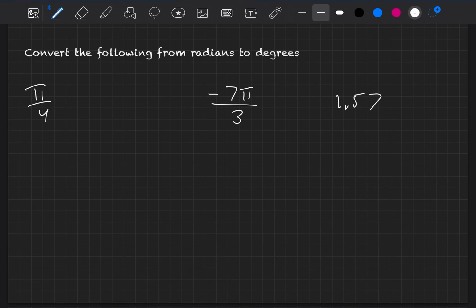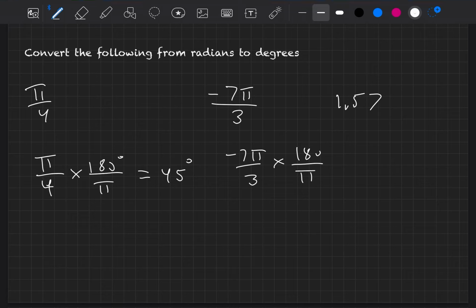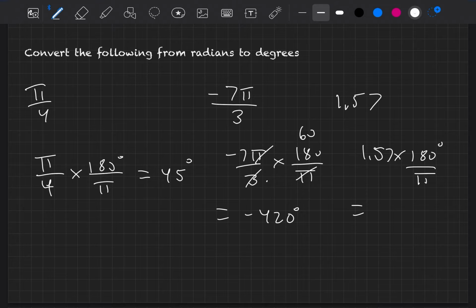Let's go the other way. If we have pi over 4 and we're trying to convert to degrees, we'd go pi over 4 times 180 degrees over pi, and then the pi's cancel, and we'll be left with 45 degrees, because 180 over 4. This one would be 7 pi over 3 times 180 over pi. Pi's cancel, and you're left with negative 7, and then 180 and 3 can be simplified by dividing by 60. So it becomes negative 420 degrees.